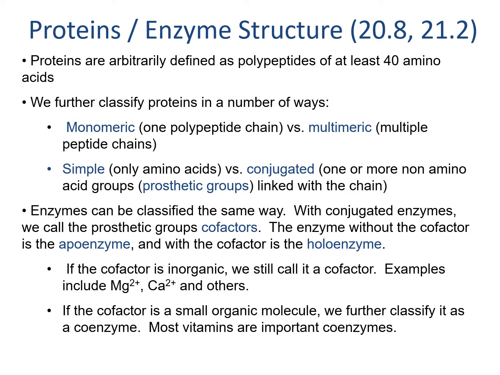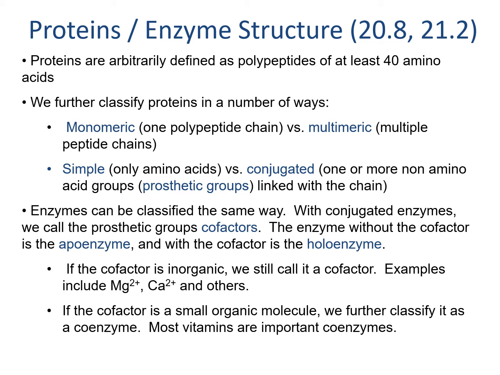Some of the nomenclature that we talked about for proteins in Chapter 20 is a little bit different here in Chapter 21. In Chapter 20, when we talked about protein classification, we might have talked about monomeric or multimeric proteins, monomeric being just one polypeptide chain and multimeric being multiple peptide chains. And then we talked about simple versus conjugated, simple being only amino acids and conjugated having something other than amino acids, a prosthetic group. We use those same terms to refer to enzymes, but we also get a little bit more specific when we talk about the prosthetic groups.